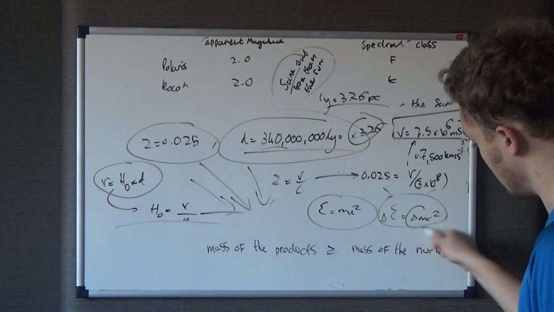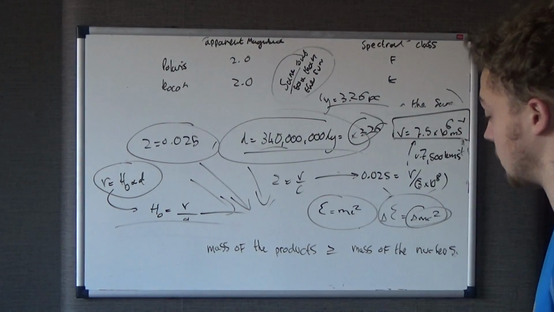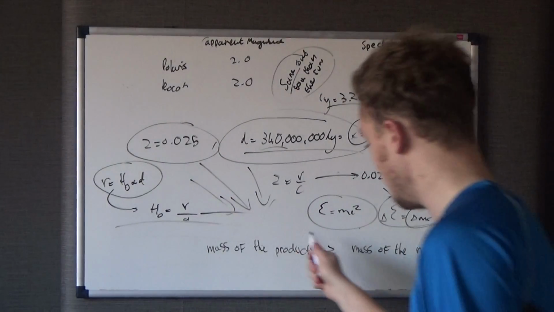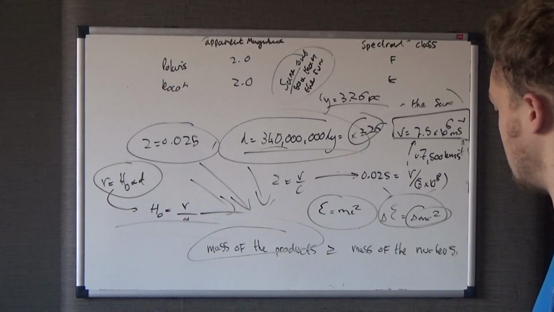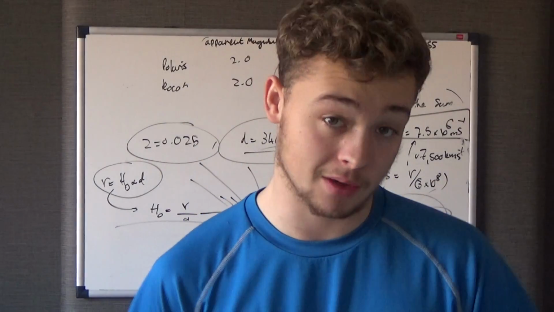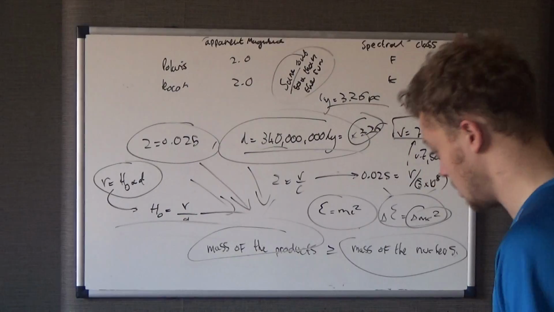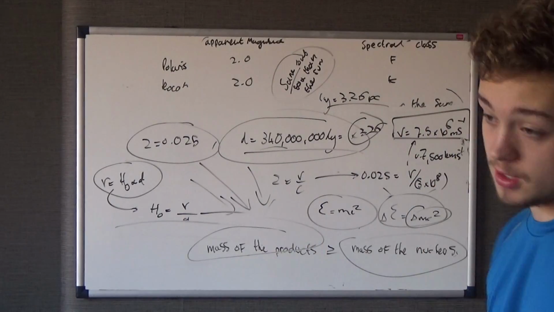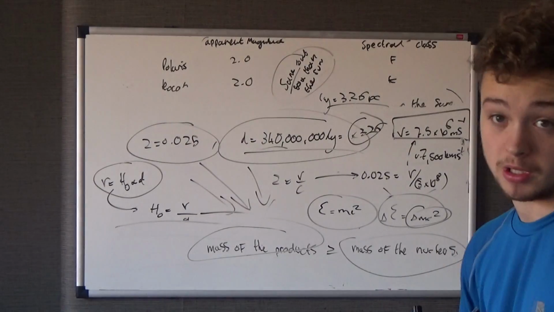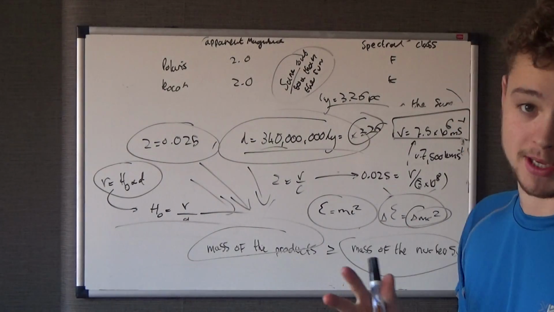So the mass must have increased, because according to E equals mc squared, c is a constant, so the mass must have increased as well. So the mass of the products is greater than the mass of the nucleus. This helps you to understand which way round it goes. When you're using figures, the combined mass of the products should always be greater than the mass of the nucleus. Hopefully that makes sense.